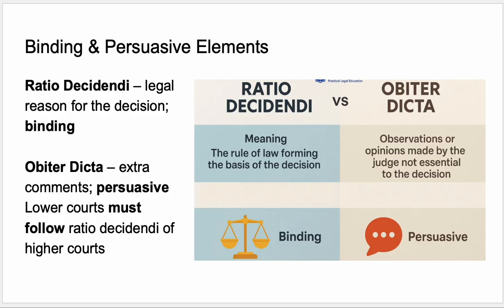So for your exams, it's really important that you can identify the ratio decidendi because that's what counts for precedent, of course. The obiter dicta is useful too, especially if you want to show a deeper understanding or discuss how the law might develop.